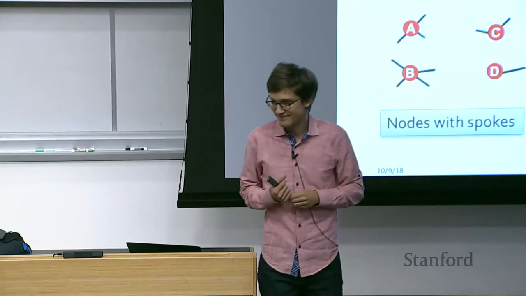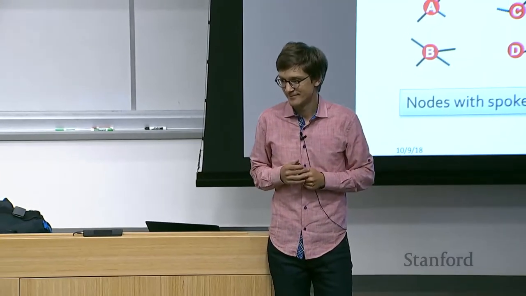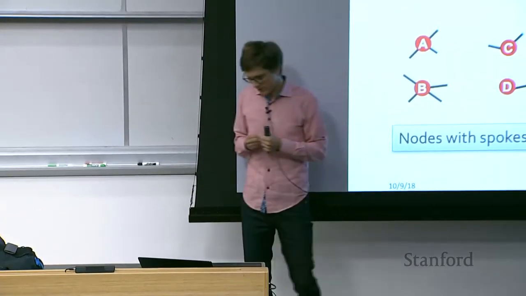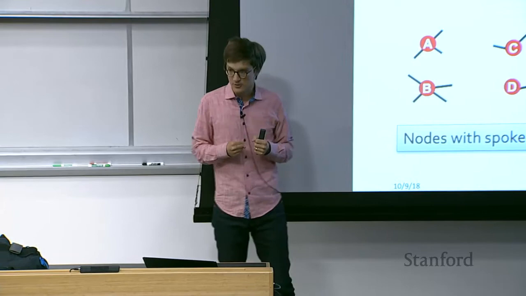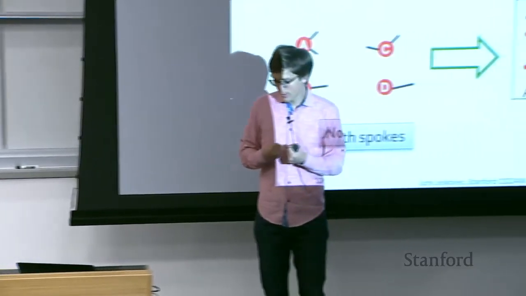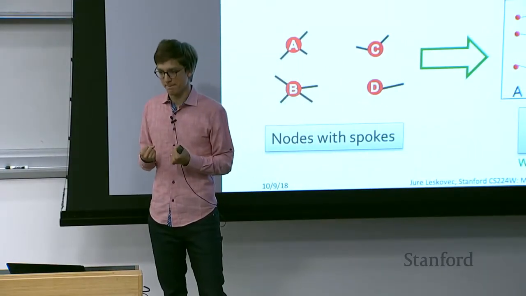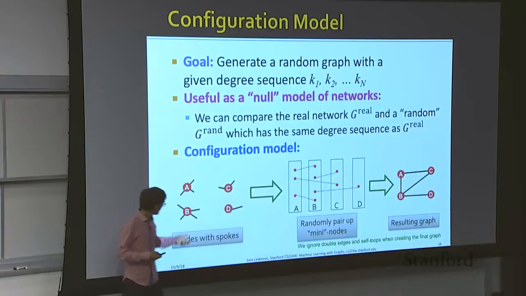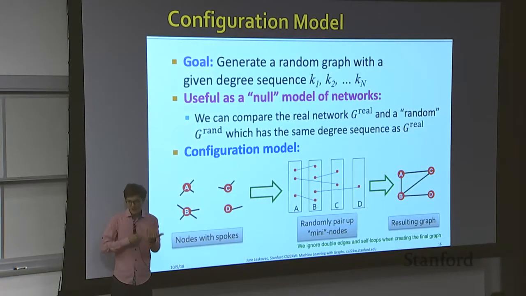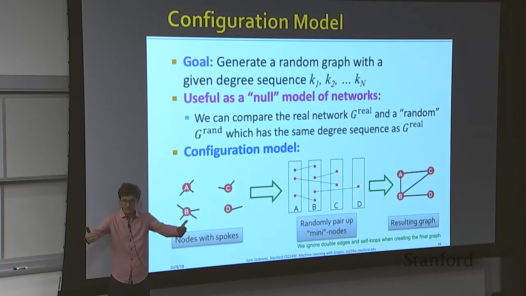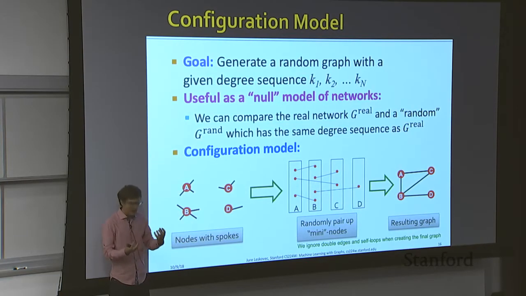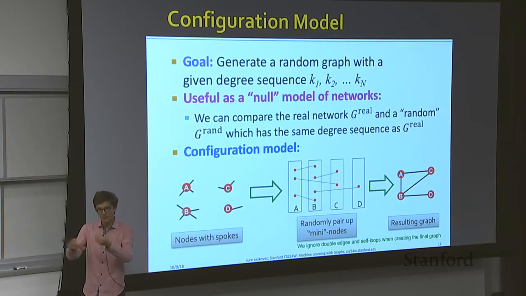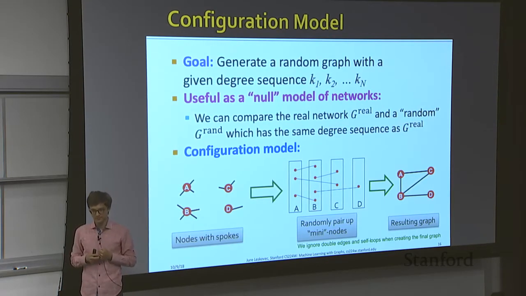Now, yes? Why not go through the nodes one by one and connect them directly? Great. So the question is, why not go over nodes one by one and connect them to other nodes? If you do that, then your graph will not be random, right? The reason why it won't be random is because whoever you start with, they will get a chance to link. And at the end, you may be left with a node that has spokes but cannot find anyone else to connect to, right?